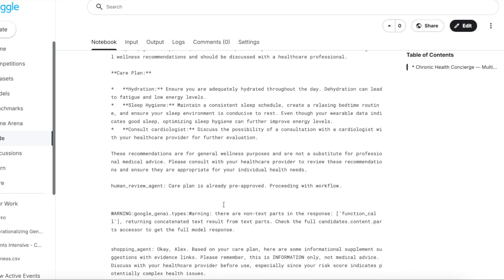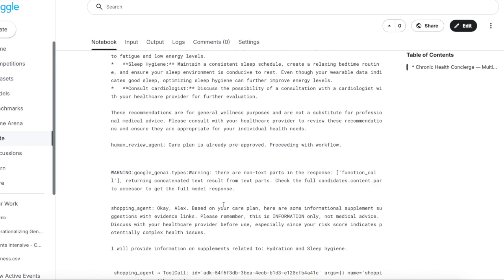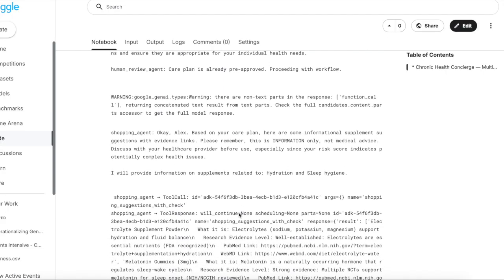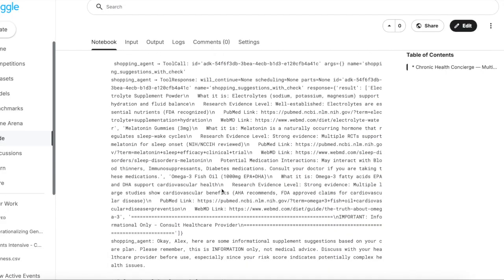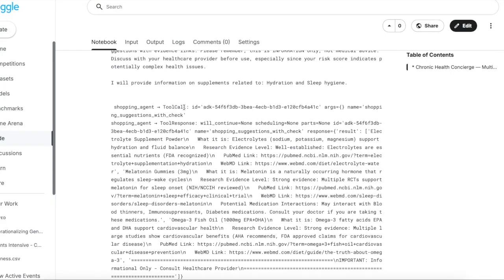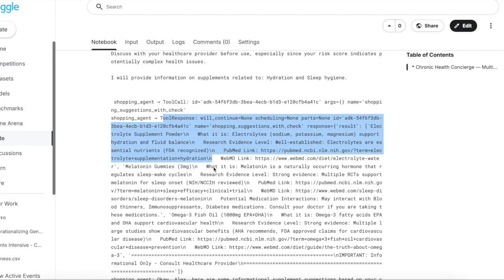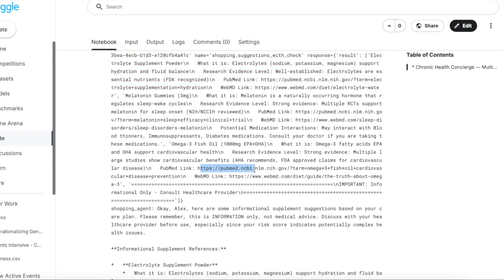Then finally, the shopping agent attaches supplement options with PubMed and WebMD link references to gain user trust. Otherwise, the user will not trust the agent if it gives a wrong answer or wrong links. And then the final summary agent produces a concise summary for the user. You see here the summary, with the shopping agent's responses with PubMed and WebMD links.